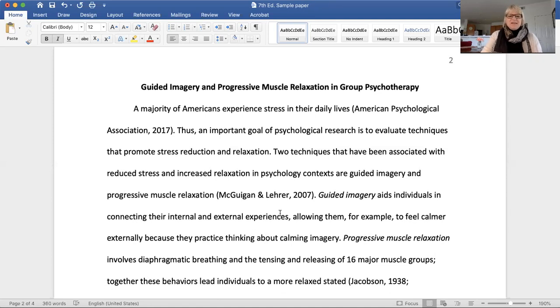So today I wanted to talk to you and encourage you to use headings in your writing. The reason why I wanted to talk about this is because I've been seeing a few papers lately that haven't had headings or not sufficient headings throughout the paper.